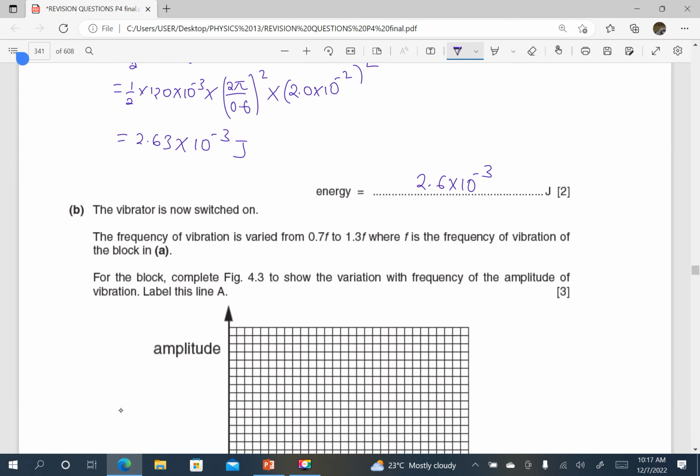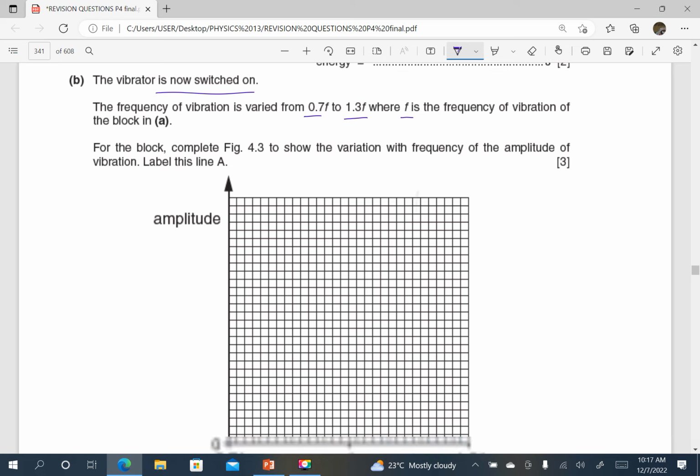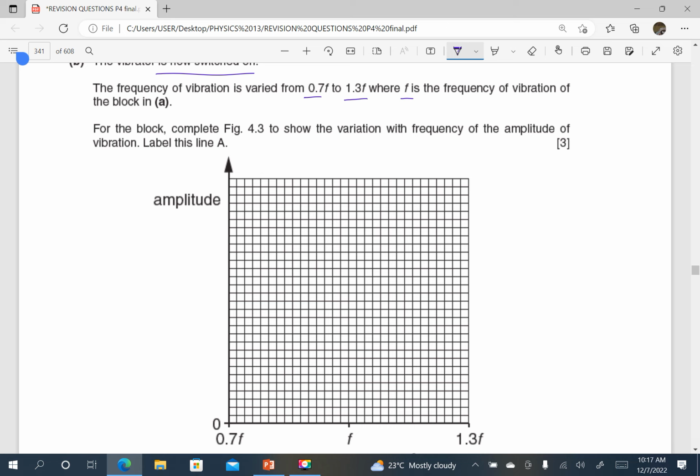The vibrator is now switched on, so it means the free oscillations are now over. What is happening is forced oscillations. The frequency of vibration is varied from 0.7 F to 1.3 F, where F is the frequency of vibration of the block in A. So F was the natural frequency. So for the block, complete the figure to show the variation with the frequency of the amplitude of vibration.